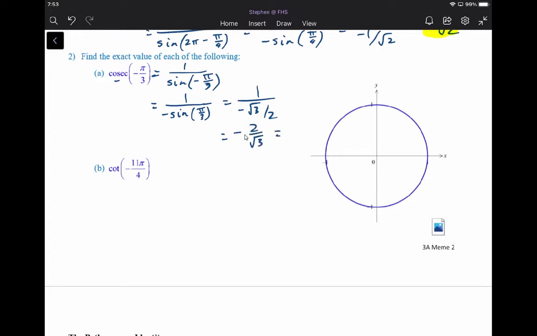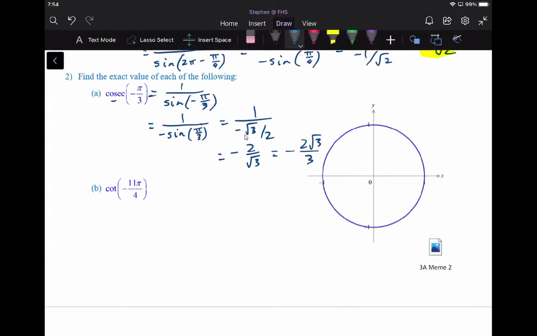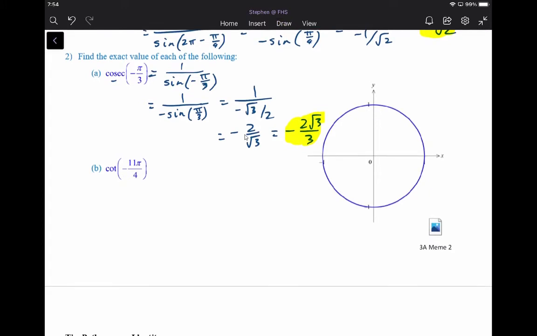And just for completeness, let's go ahead and write that in rationalized form. It will be negative 2 root 3 all over 3. And there you go. That is our answer. Again, feel free to use your CAS to double check these results. Okay, so now that that's done, let's move over to the final evaluating question.